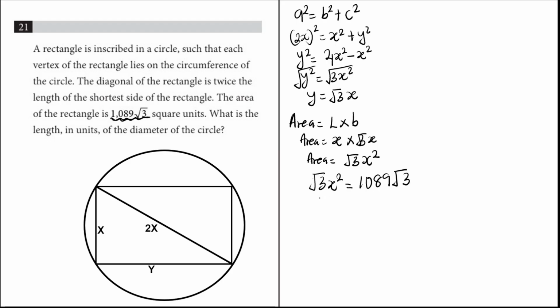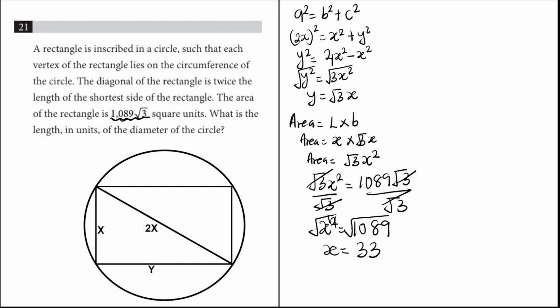I'll divide both sides by the coefficient of x square, which is root 3, and here is root 3, and I'm left with x square is equal to 1089. Then I'll find the square root of both sides, which will leave x to be equal to 33.